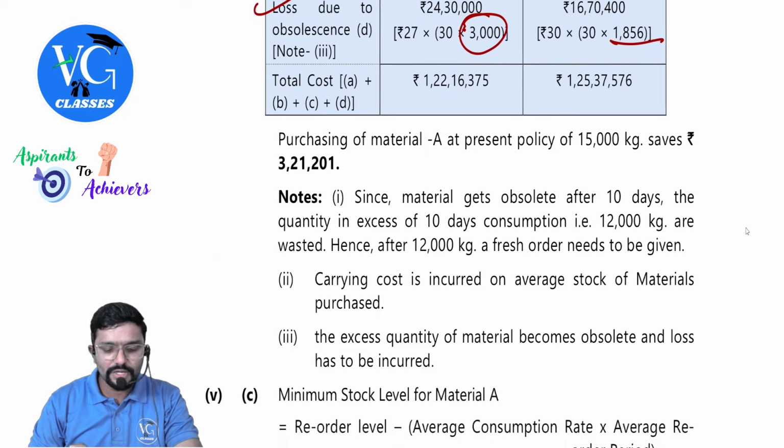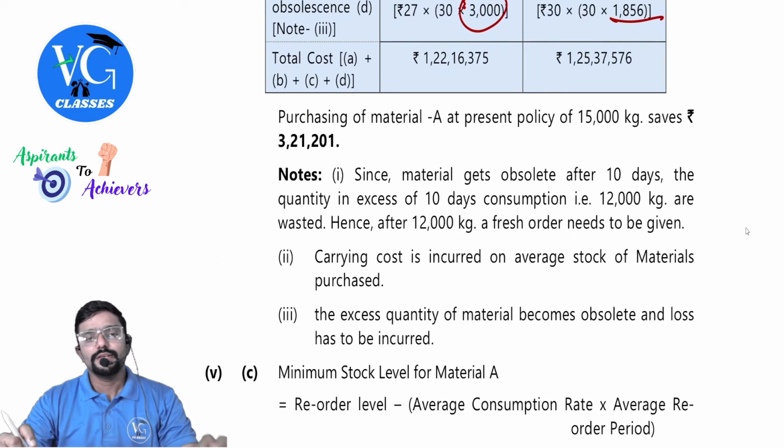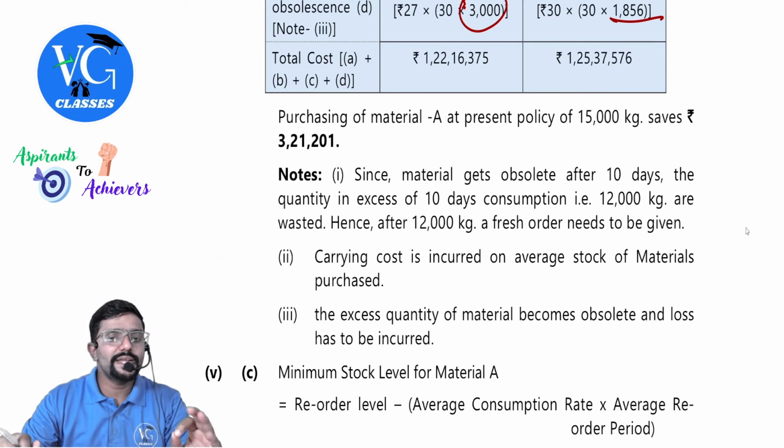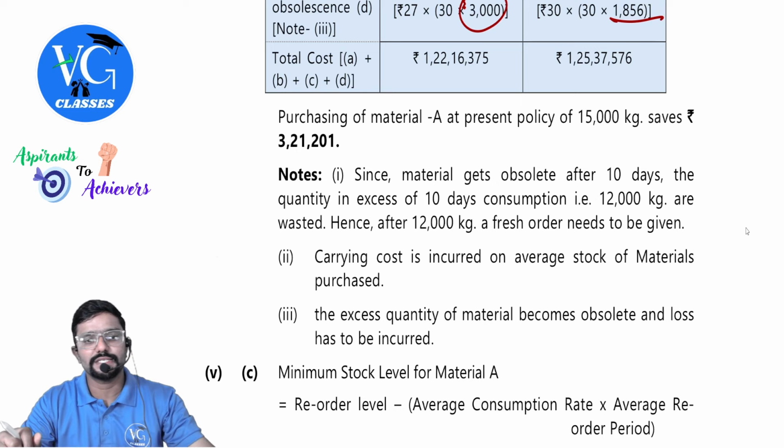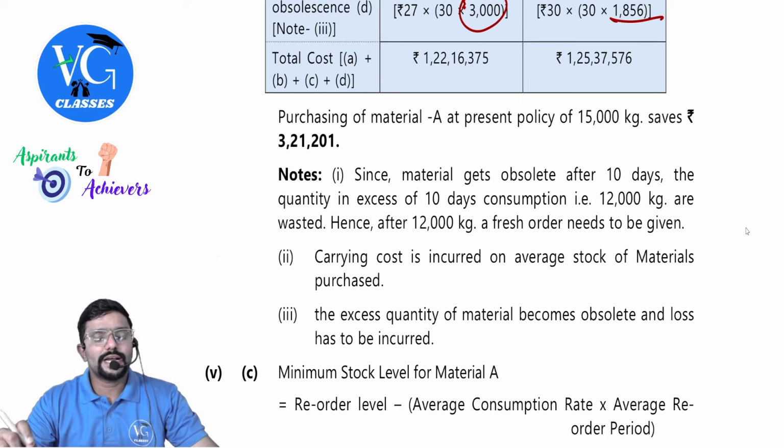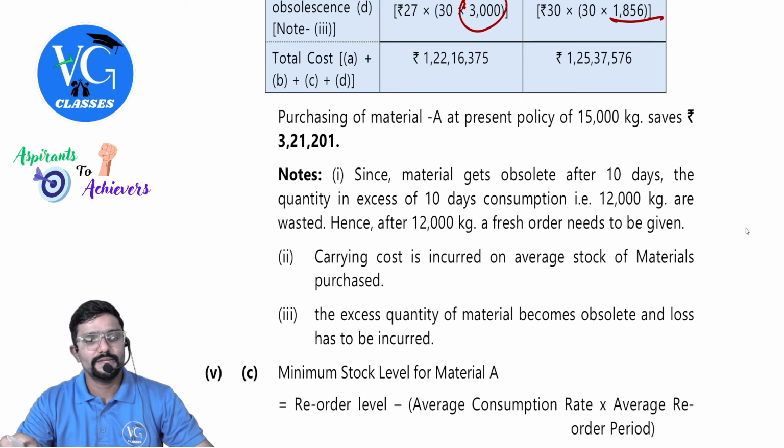Yes, sir. They have given a note. Let us see that. Since material gets obsolete after 10 days, the quantity in excess of 10 days consumption is how much? 12,000 kgs are wasted. Hence, after 12,000 kg, a fresh order needs to be given, guys. Even though you're ordering for 15, you will end up using only 12.